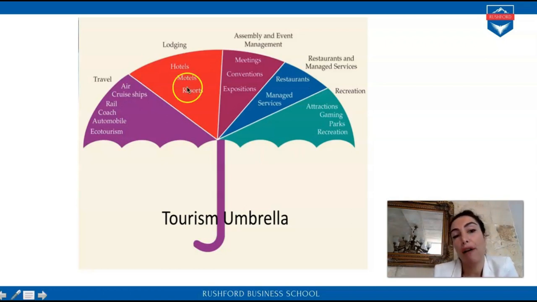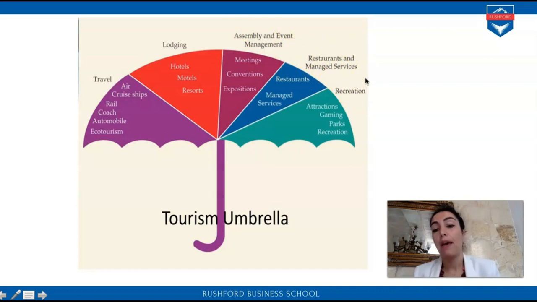So we have travel, which we already explained, as one part of the tourism umbrella. We have lodging, we have assembly and event management, we have restaurants and managed service, and we have recreation. Recreation means attraction. It includes the attraction, that means the main site or the main tourist site I'm going to visit, which we call an attraction. Gaming as well, parks and recreation.